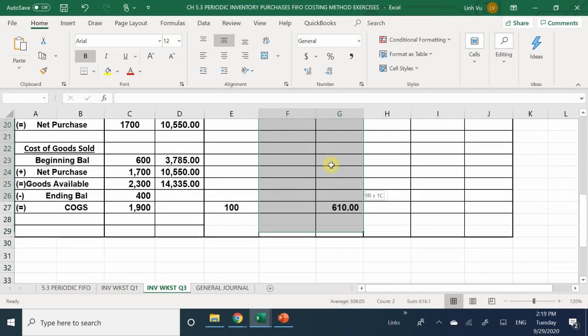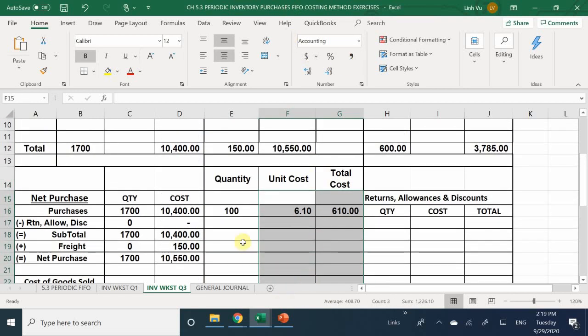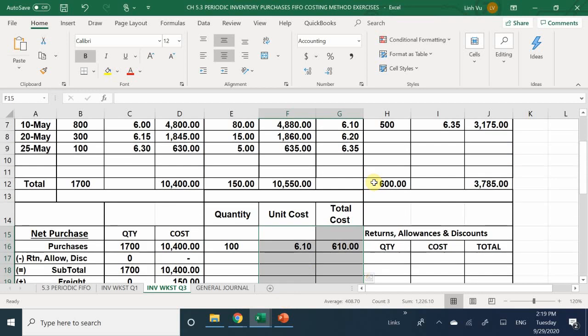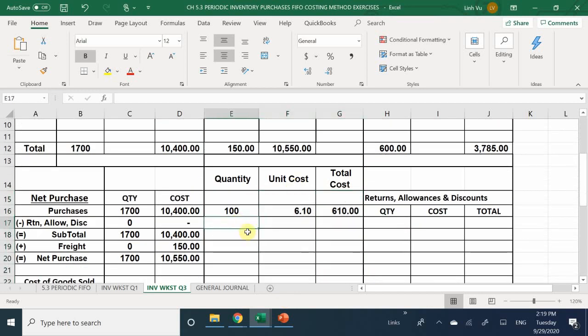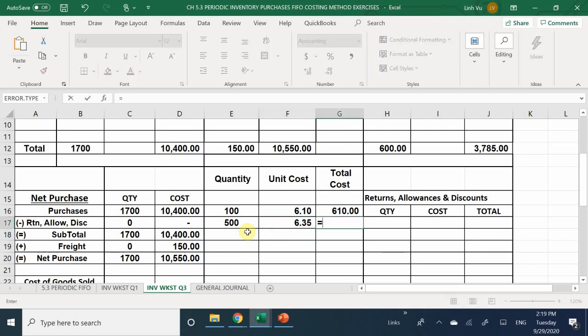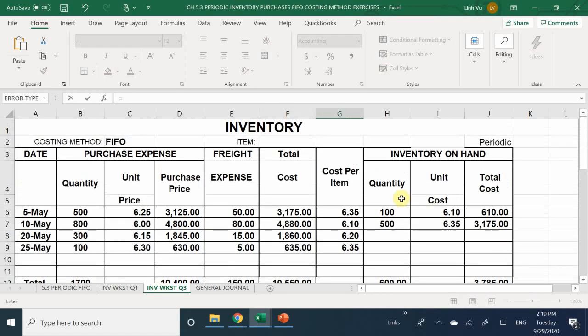Then next you're going to take the 500. Are we going to take the whole thing or only a portion of it? We're taking all of it. So we know that we have 500 here, and we know that it's for $6.35 each. And we know that the whole entire thing is going to cost me $3,175.